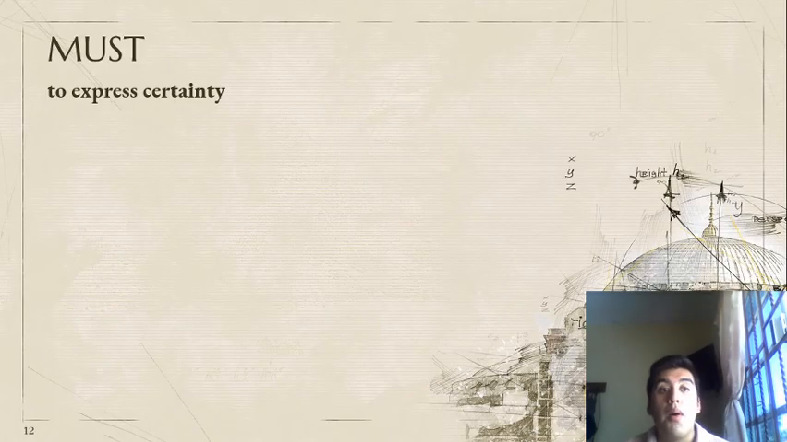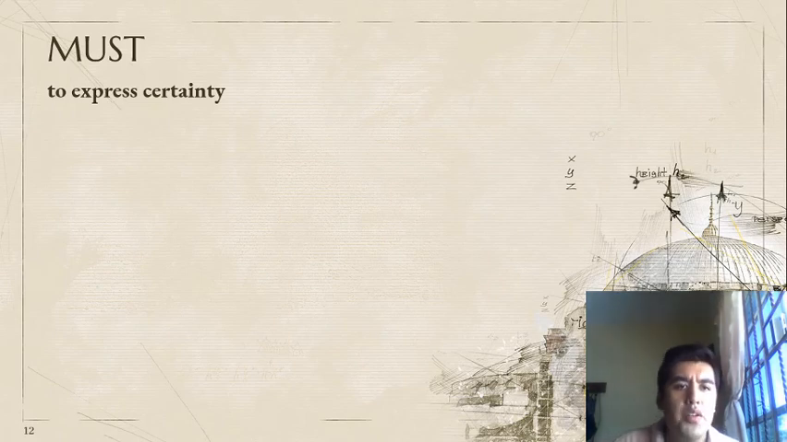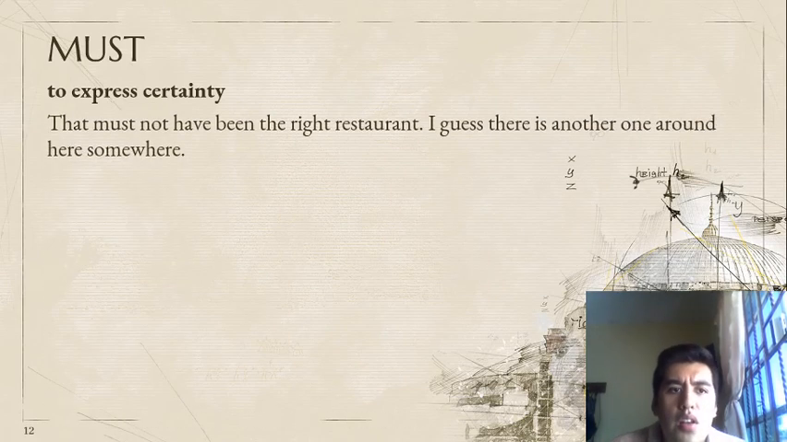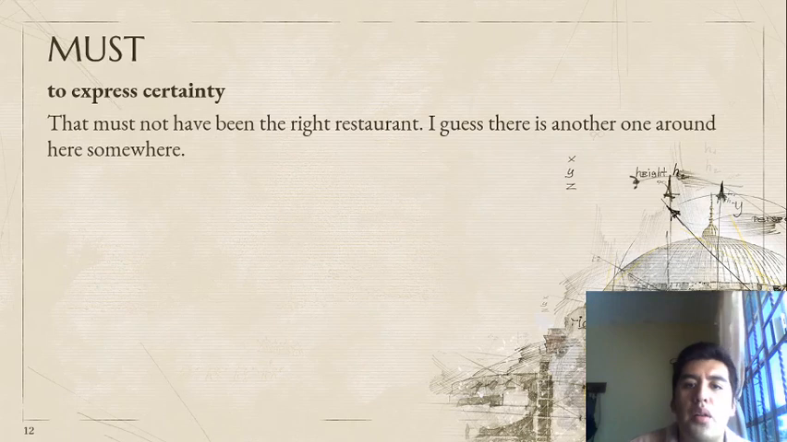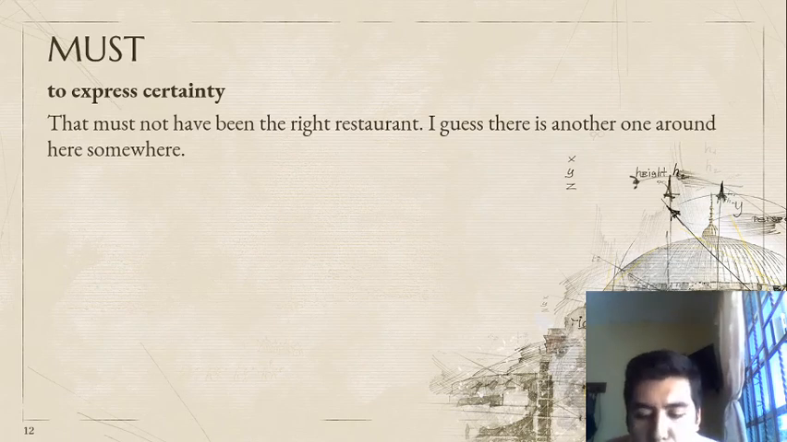Well, next example. Must, to express certainty. That must not have been the right restaurant. I guess there is another one around here somewhere. Okay, this is the best example that I can give you because it happened to me often when I worked in downtown Tampico.